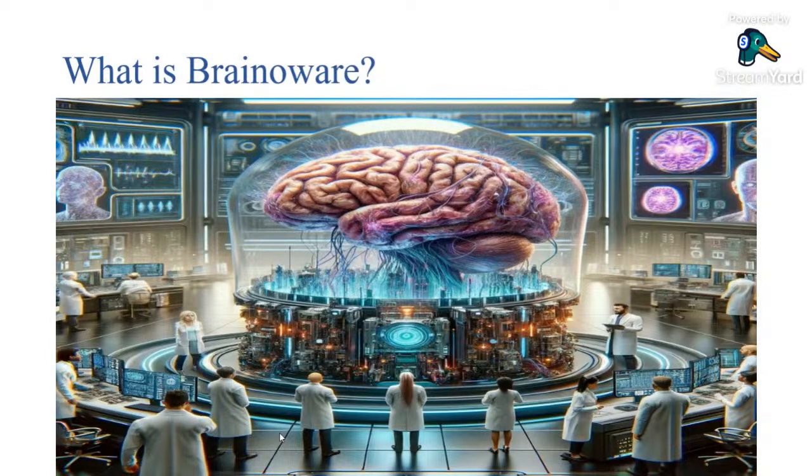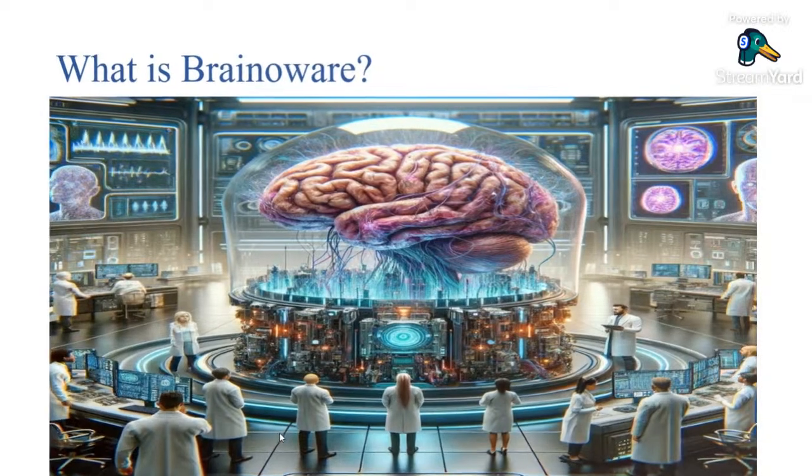The organoid neural networks, or ONNs, are different from artificial neural networks, which are made of silicon chips, because they use biological neurons that can adapt and learn from their environment.